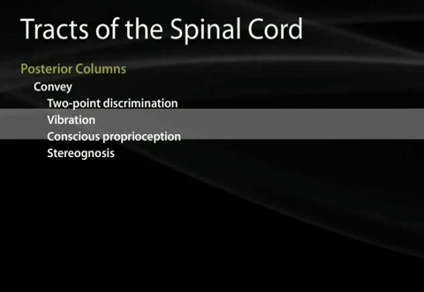So to test vibration, we usually take a tuning fork and bang it and put it on a knuckle or an area of bone and see if the person can sense whether the vibration is occurring or not. Conscious proprioception requires us to wiggle the toe or the finger, and the person needs to know whether the finger or toe moved up or down. We make very subtle movements of that toe or finger, and they should be able to detect which direction we just moved it, even with their eyes closed. That would be conscious proprioception, and that is carried by the posterior columns.